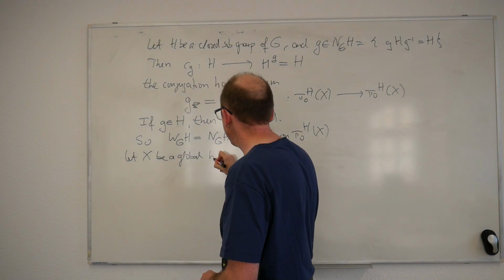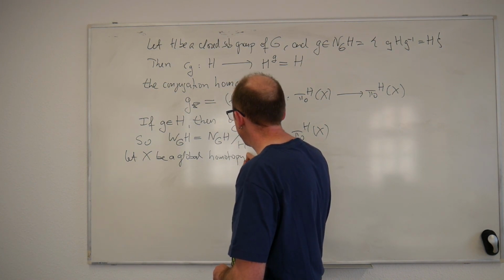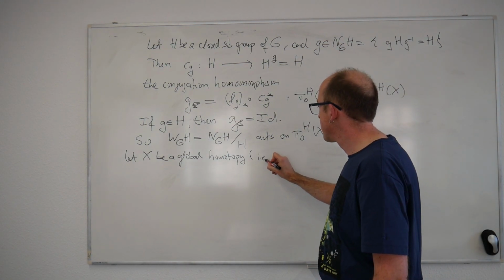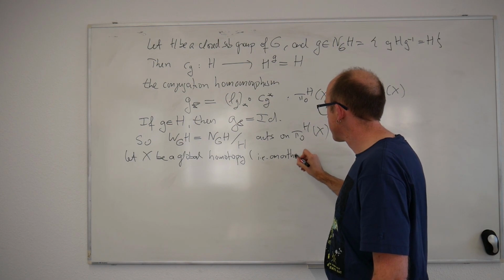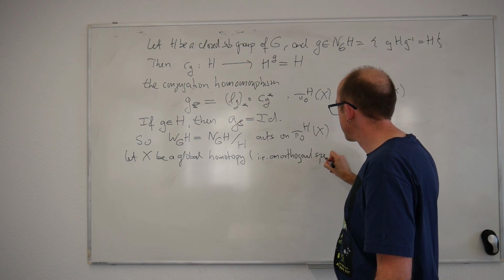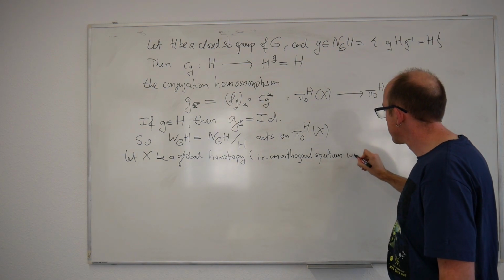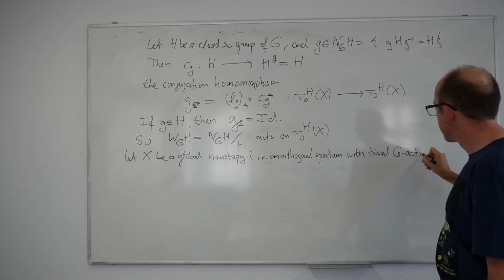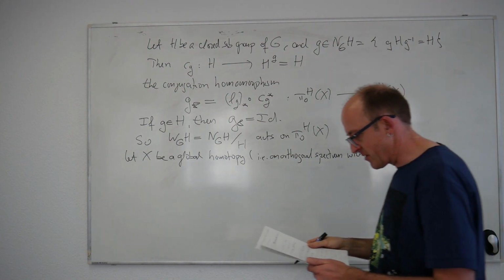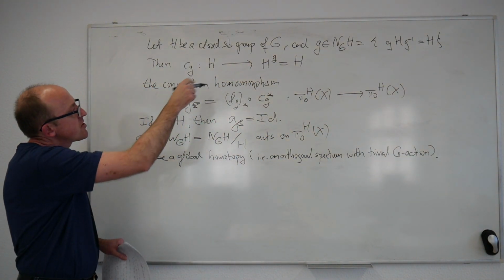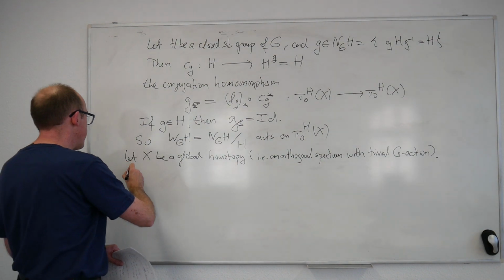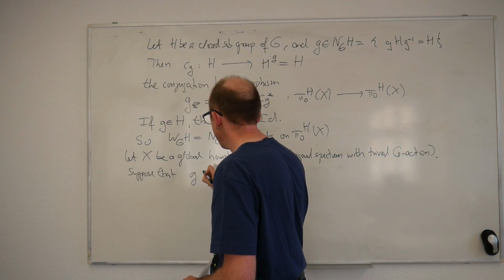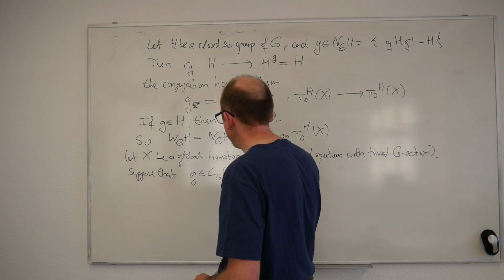But now suppose we have a global homotopy type, let X be a global homotopy type. And I'll use this as sort of informal jargon for the fact that it's an orthogonal spectrum with trivial G action. And then something special happens. So suppose we have an element g, which is not just in the normalizer, but actually in the centralizer. Suppose that g belongs to the centralizer in G of H.